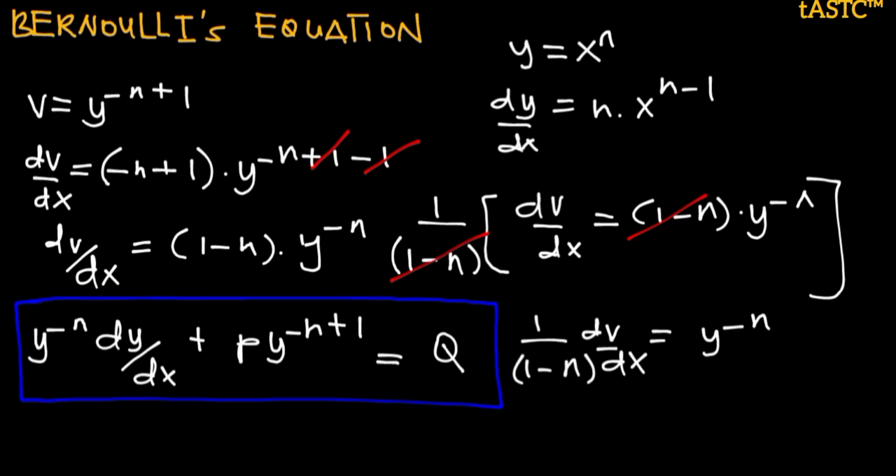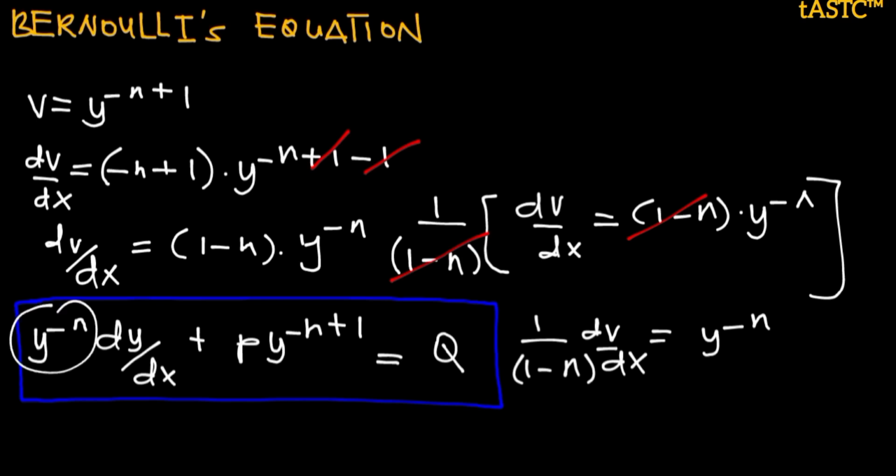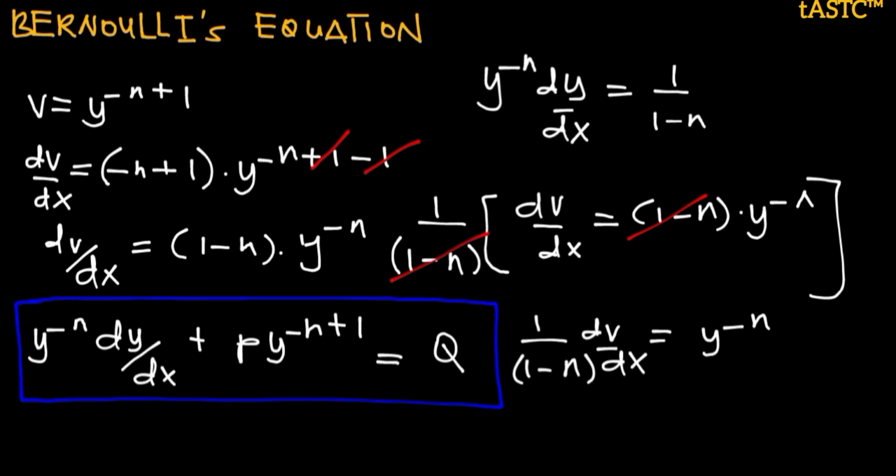Now, the next thing we need to do. We know that there is a y to the negative n and a dy dx over here. So what we're going to do is we would make y to the negative n dy dx, so this is dy dx, we're going to make it equal to 1 divided by 1 minus n dv dx. That is what we're going to have.